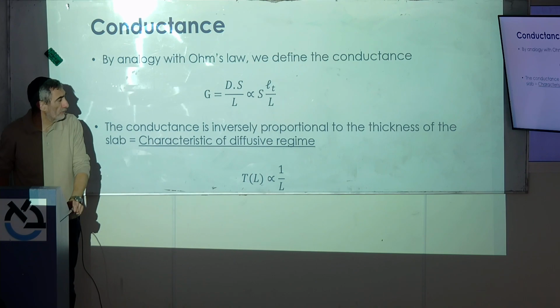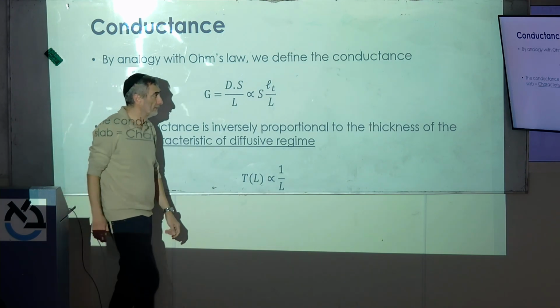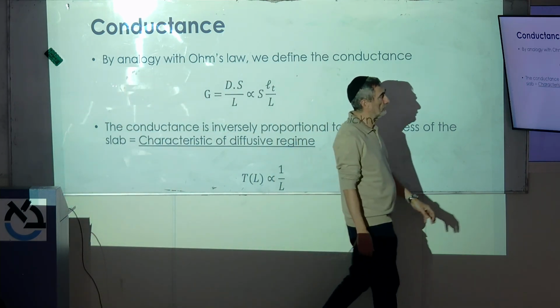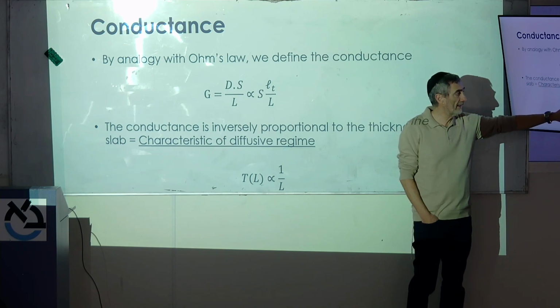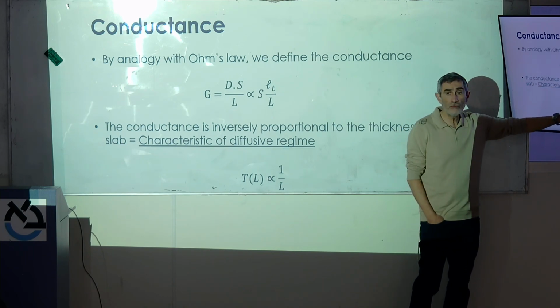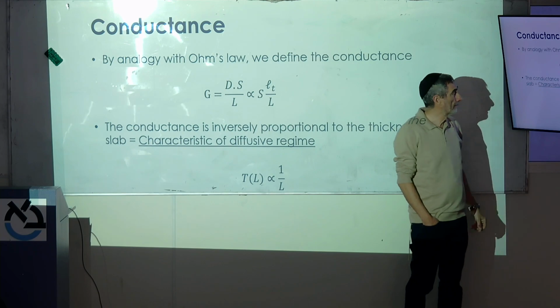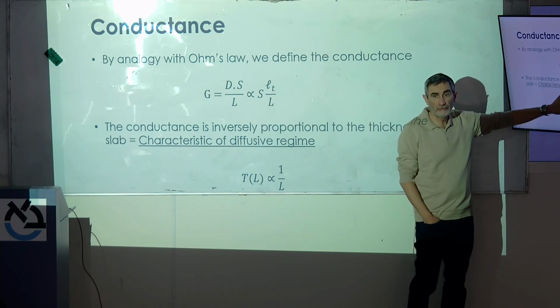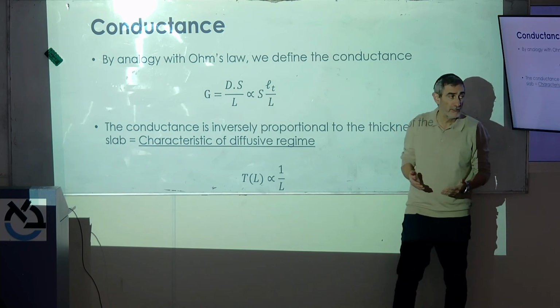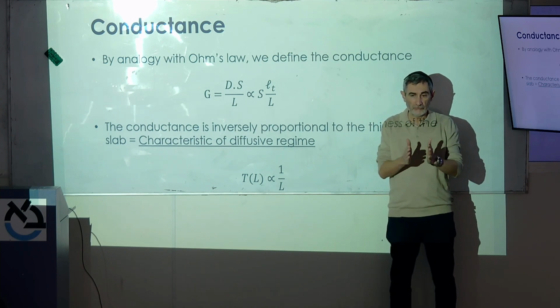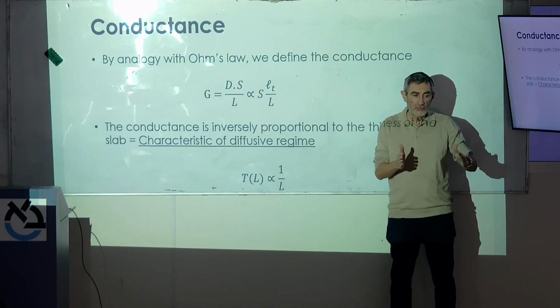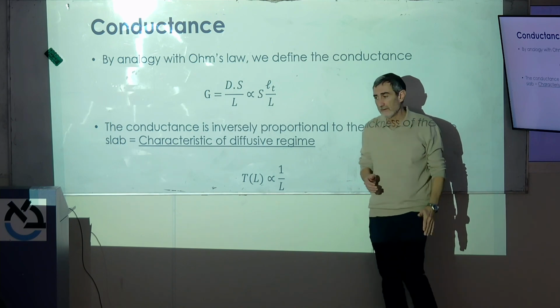Okay, so that means that in our case, if we look at the transmission through the system, so transmission for length L is proportional to 1 over L. Okay. And this is characteristic of the diffusive regime. When you are in the diffusive regime, as you increase the size of the system, the transmission decreases as 1 over L.